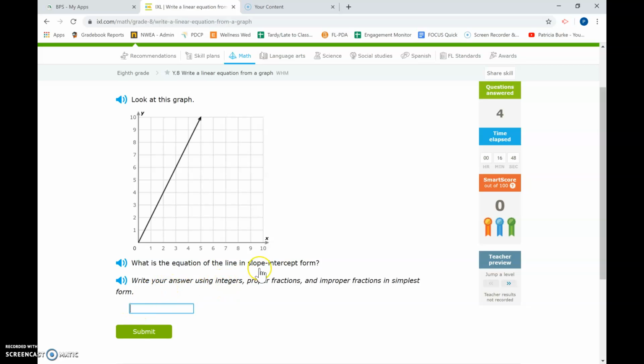All right, so slope-intercept form. You write an equation in slope-intercept form. It is y equals mx plus b. So we need to find m, which is slope, and we need to find b, which is your y-intercept.